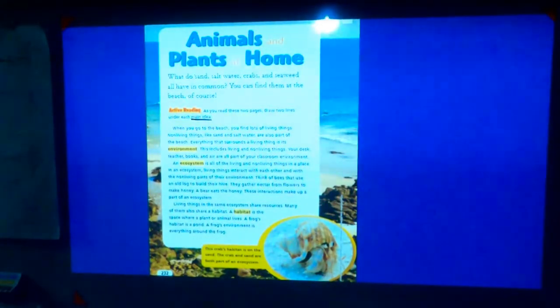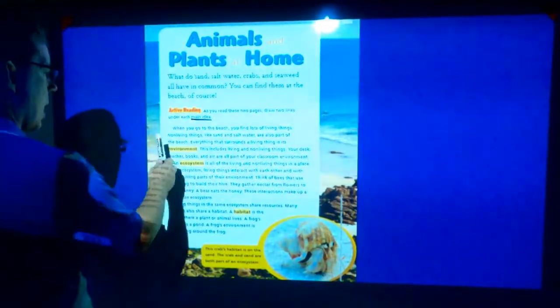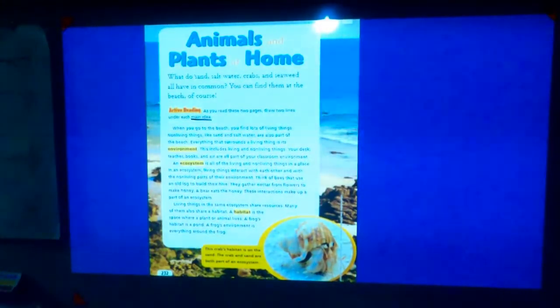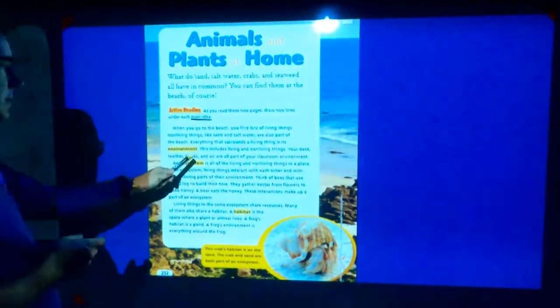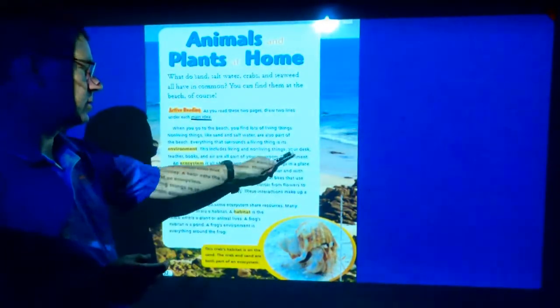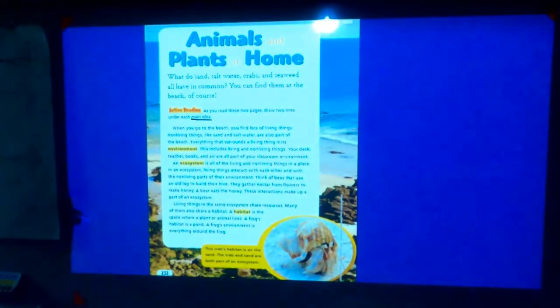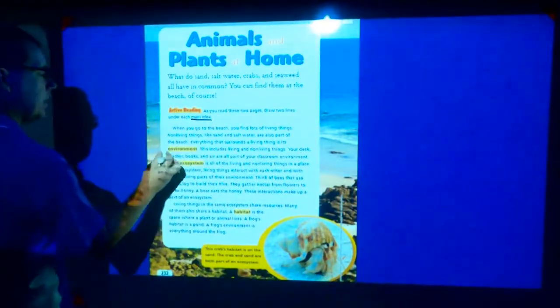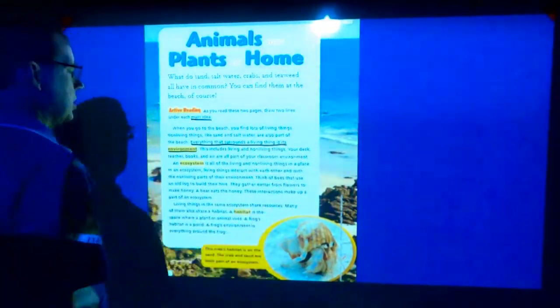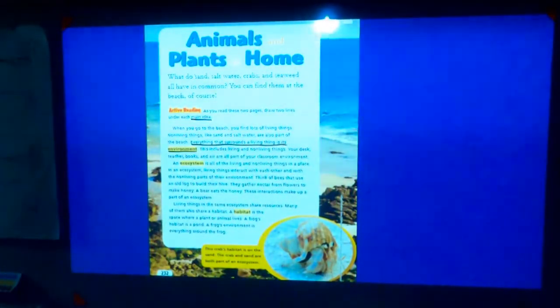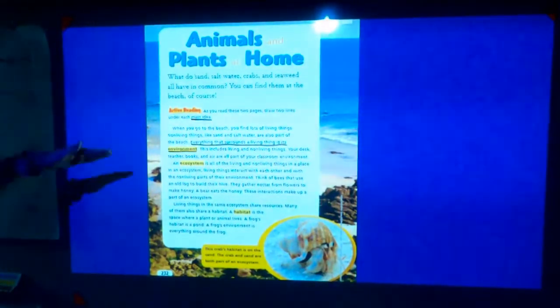All right. When you go to the beach, you find lots of living things. Non-living things, like sand and saltwater, are also part of the beach. Everything that surrounds a living thing is its environment. This includes living and non-living things. Your desk, teacher, books, and air are all part of your classroom environment. Now, the main idea of this first paragraph is right there. Everything that surrounds a living thing is its environment. That's what's around it. So that's our one for the first paragraph.